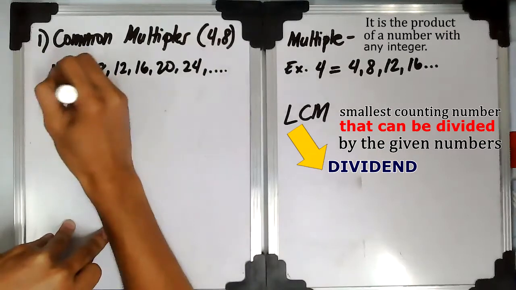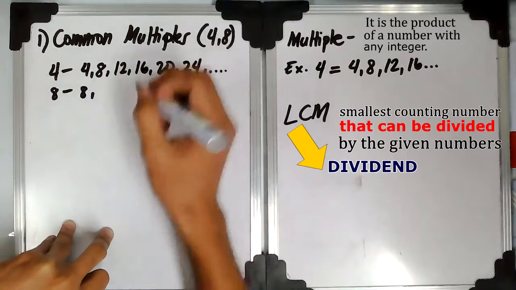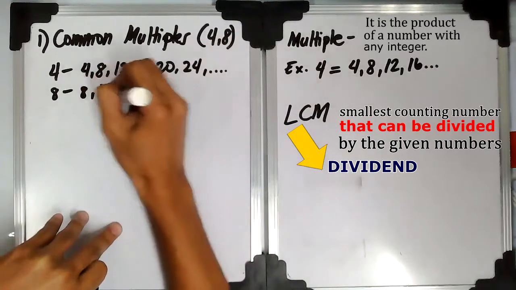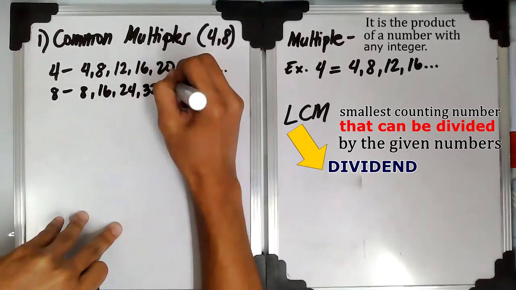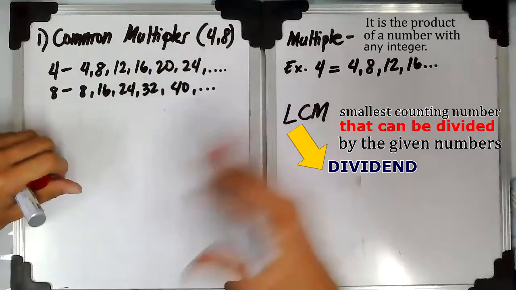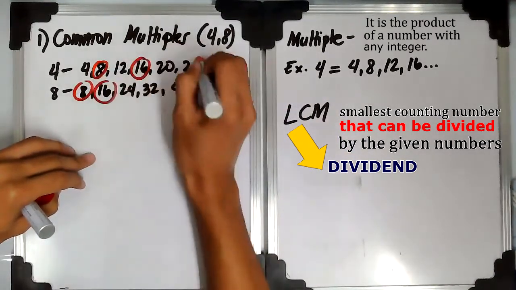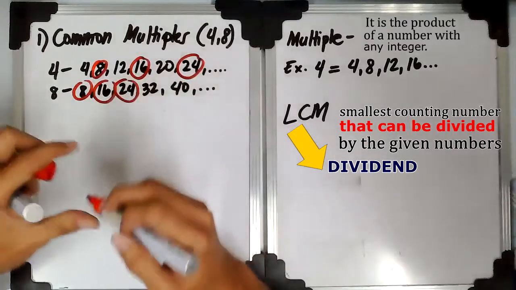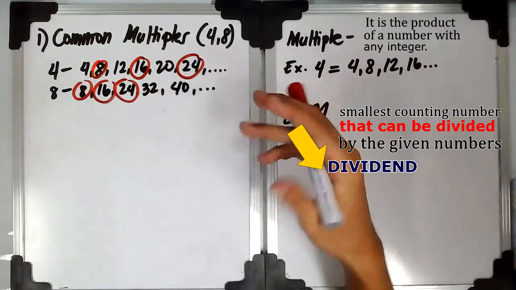Next one, we have the multiples of 8. So 8 times 1, which is 8. Let's add 8. We have 16, 24, 32, 40, and etc. So as you can see here, we have 8, 16, and 24. And if we try to reach 100, then we have more multiples of 4 and 8.